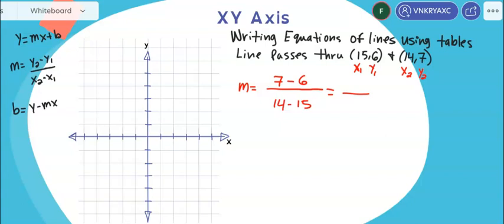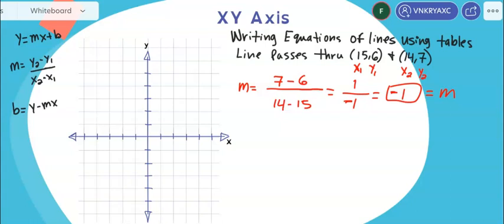So I already wrote down what is my x1, y1, x2, y2. And we know that's y2 minus y1, 7 minus 6, over 14 minus 15. So 7 minus 6 is 1, and 14 minus 15 is negative 1. So when you divide that, it's just negative 1. So we have a negative slope. Our m is negative 1.